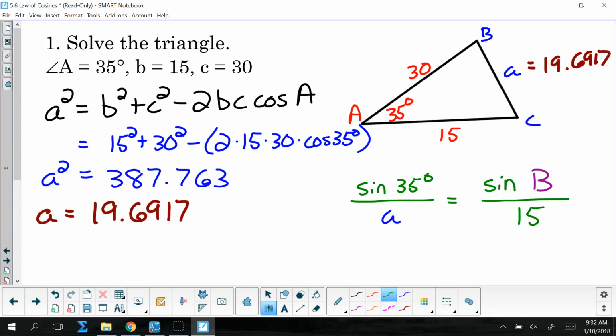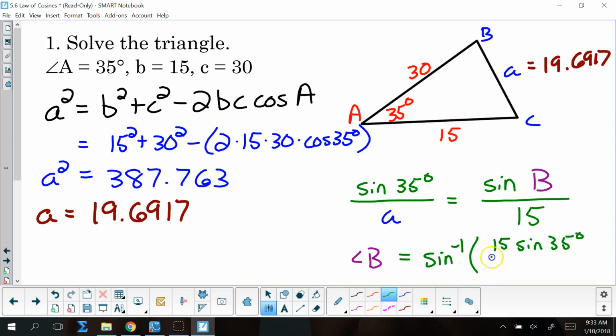So, crisscross applesauce, do a little inverse sine here. That tells me that angle B is going to be equal to the inverse sine of 15 times the sine of 35 degrees divided by side A, which I have still sitting on my calculator. Now, here's how I would do that. Okay? I would use that answer key. I do all my work on paper, go to the calculator last.